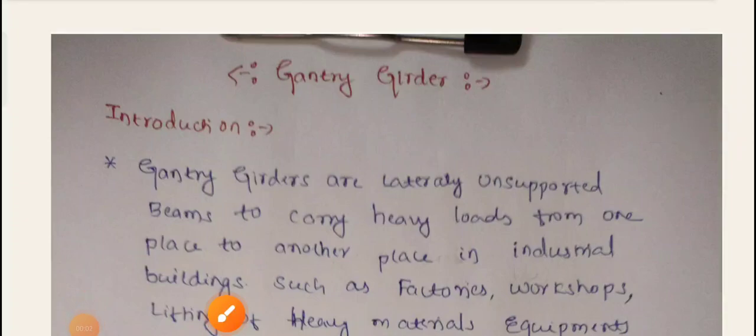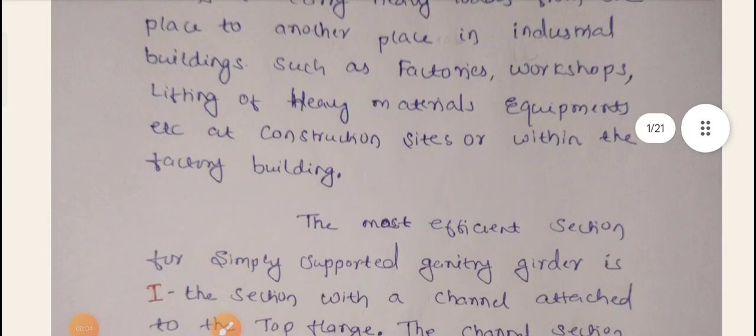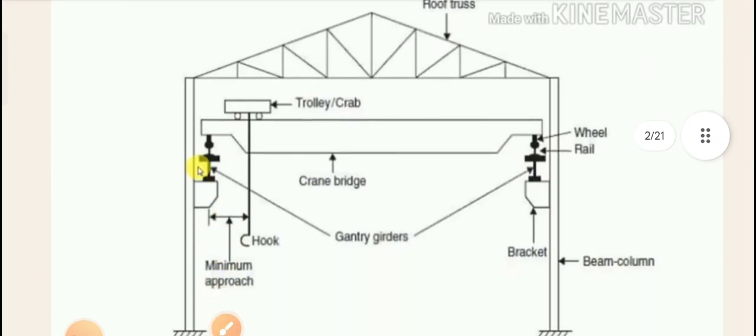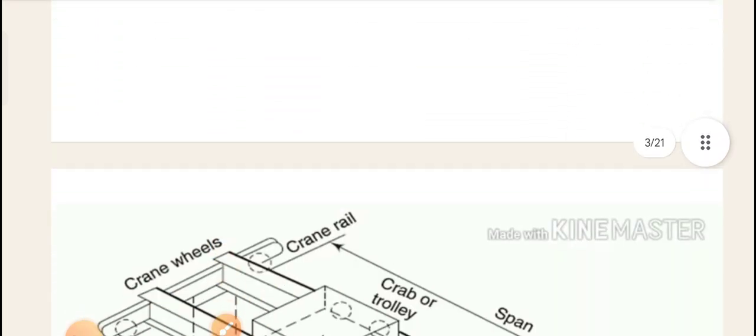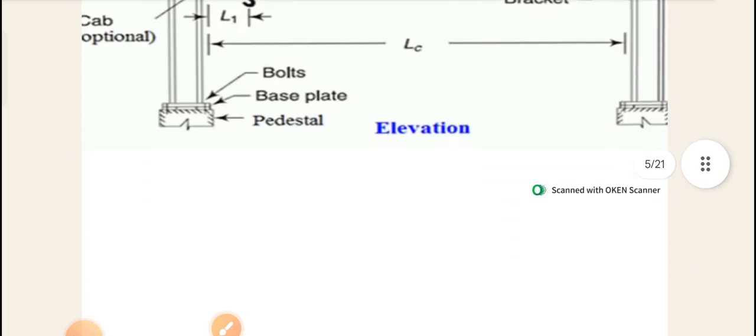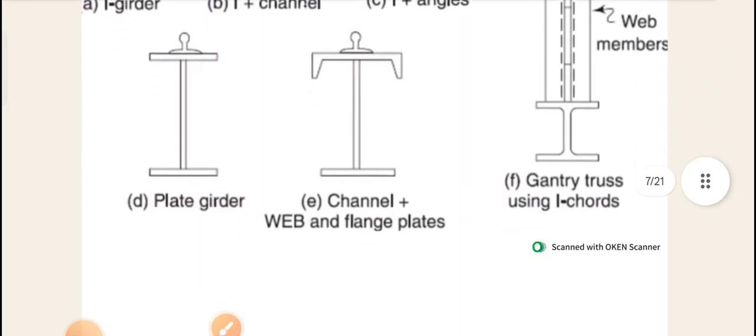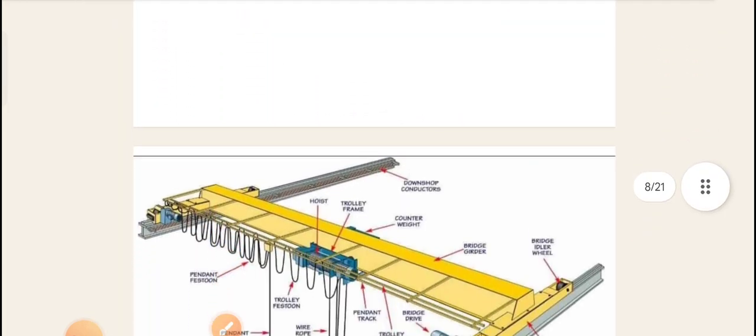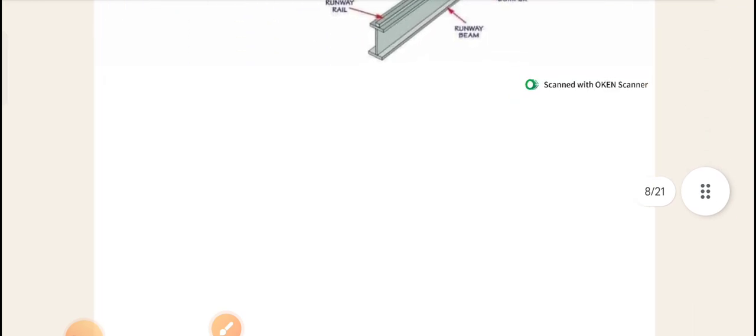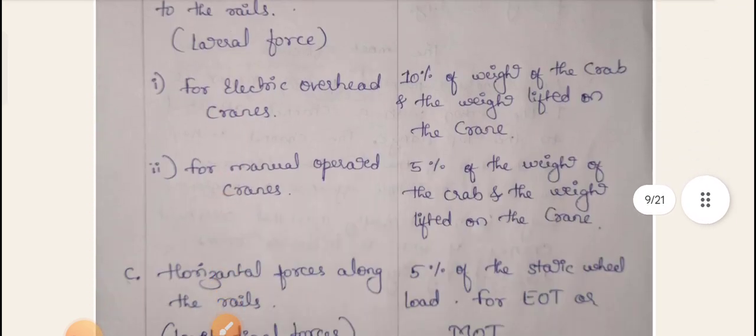Hello my dear students. In today's lecture, we'll take one design problem and solve it step by step. In the previous two lectures I explained what a gantry girder is and what the different types of loads are that must be considered, including what percentage to take if it is manually operated or electrically operated. Today I will take one problem so we can discuss it accordingly.